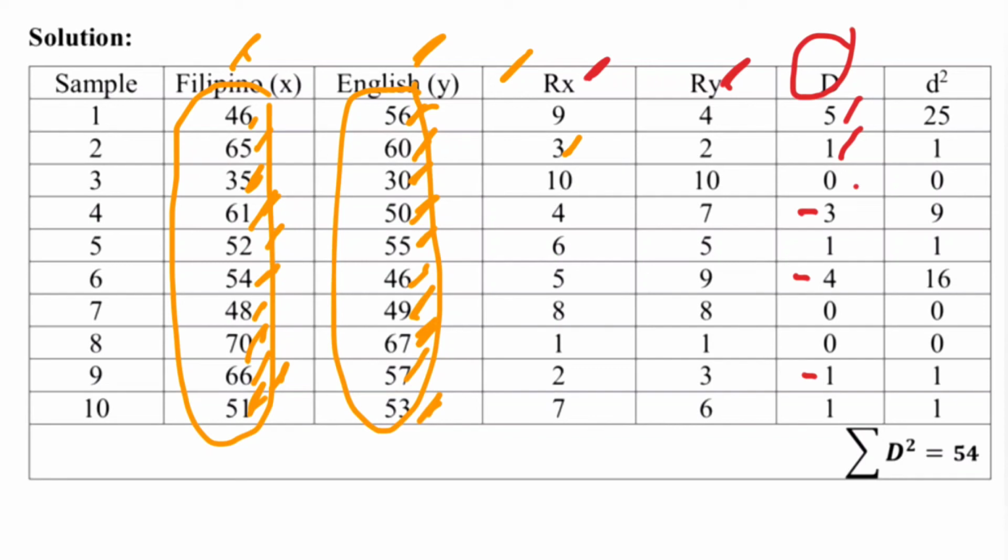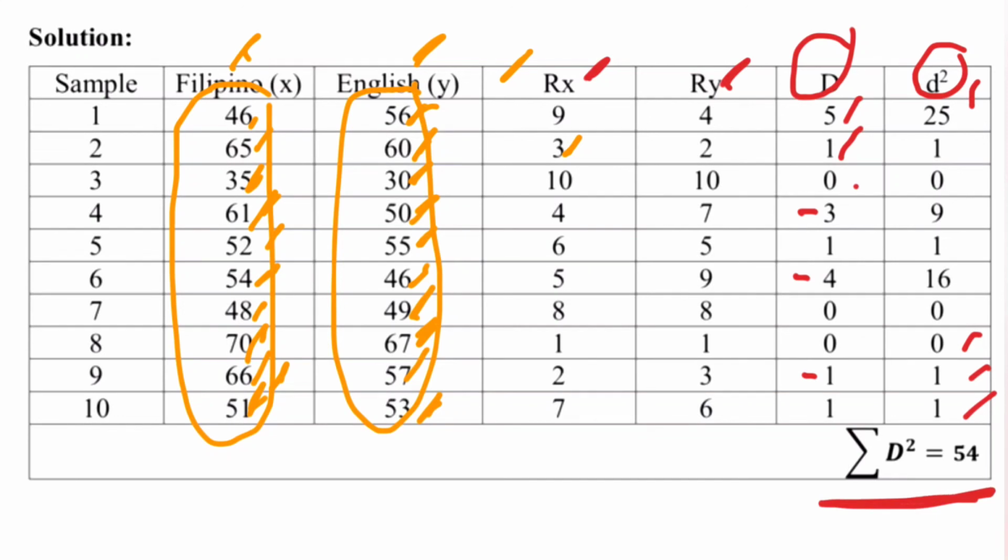Next, since we have the value of our d, we can now proceed dun sa ating summation ng d squared. Or, proceed muna tayo sa d squared. 5 squared is 25. We have 1 squared is 1, 0 squared is 0, negative 3 squared is positive 9, 1 squared is 1, negative 4 squared is 16, 0 squared is 0, 0 squared is 0, negative 1 squared is 1, and then 1 squared is 1. We have now the value ng ating d squared, therefore we can now proceed dun sa kanyang summation. So 25 plus 1 plus 9 plus 1 plus 16 plus 1 plus 1 is 54. Therefore, we have the summation of d squared.